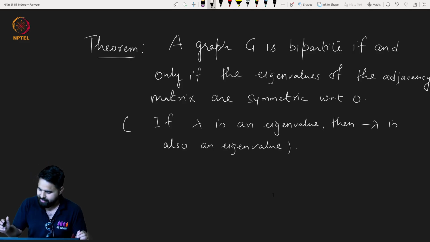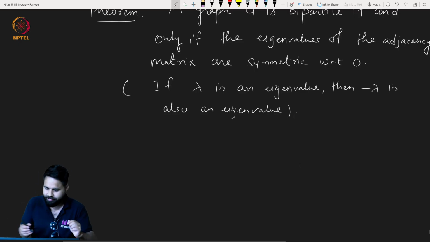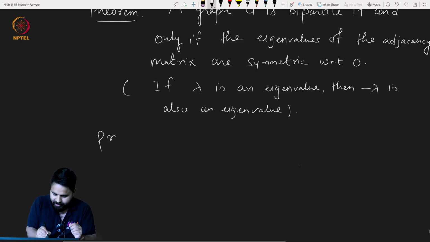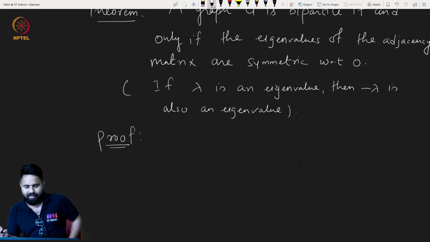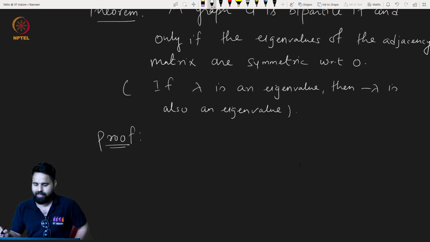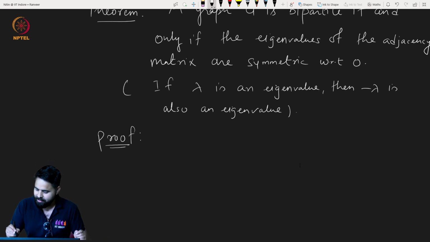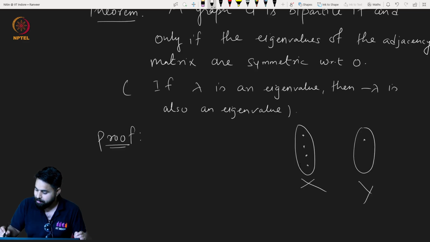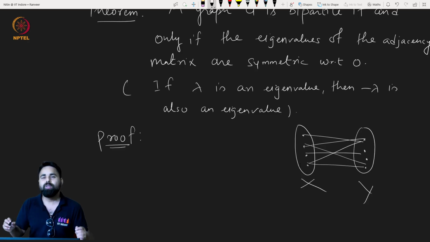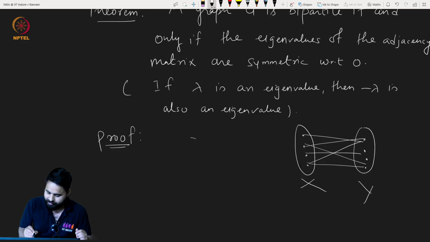Okay, so let us start proving it. Proof. So, how does the adjacency matrix of a bipartite graph look like? Suppose this is a bipartite graph. There are two sets X and Y. All the edges are running between X and Y. So no edge is inside X, no edge is inside Y. Right? Very simple. So the adjacency matrix looks like this.